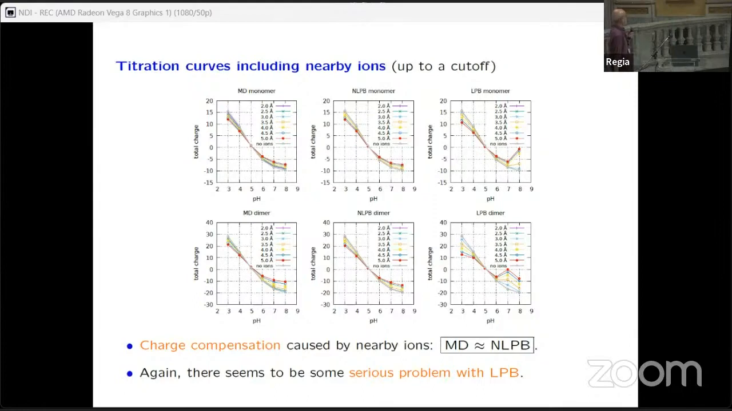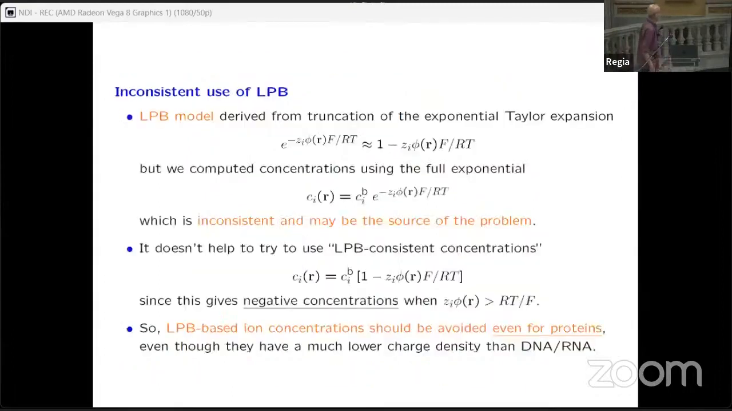We see this both for the monomer and the dimer: the MD and the nonlinear are quite similar. And again, in the case of the linear form, you can clearly see that something is very strange, because you completely lose the continuity that you would expect when you move along pH, okay? The reason for this discrepancy with the linear form is not that surprising, really. Because, as you know, when you derive the linear form of the Poisson-Boltzmann equation, you just keep the first two terms of the exponential to get a linear form that you can use in the end.